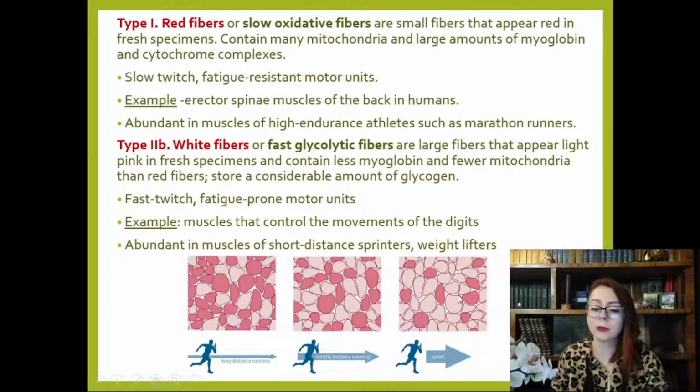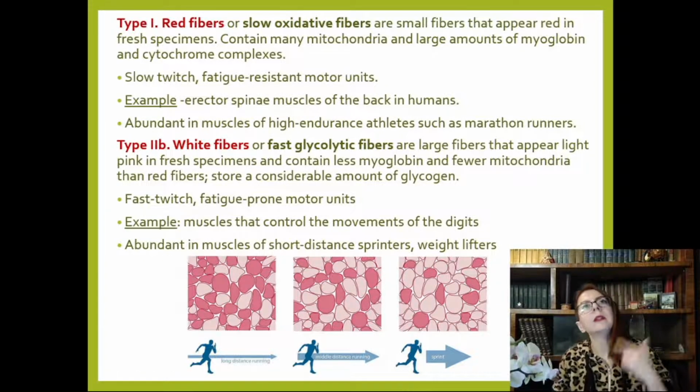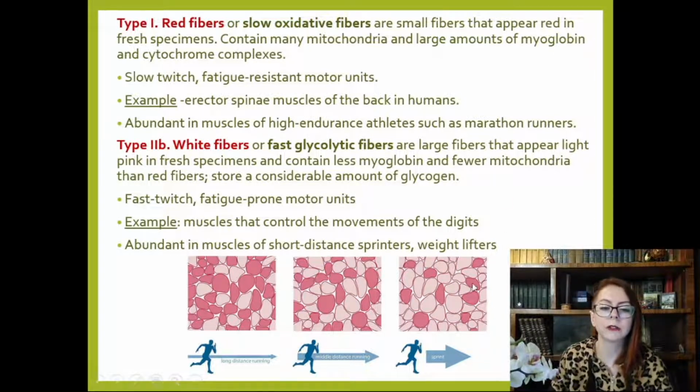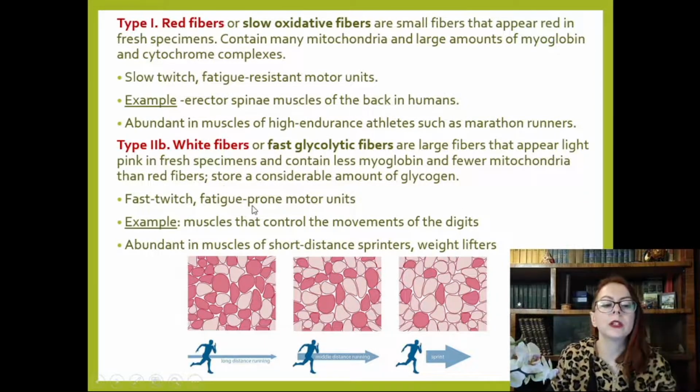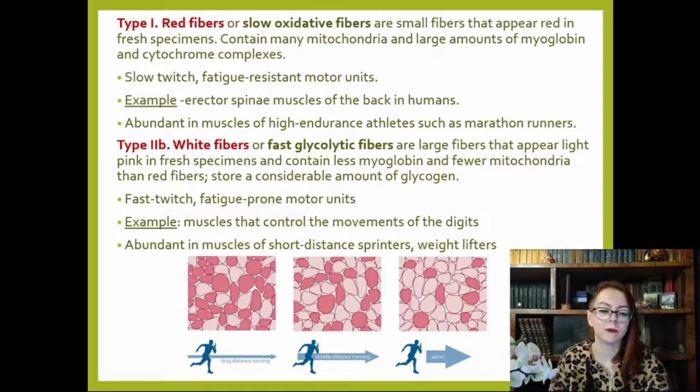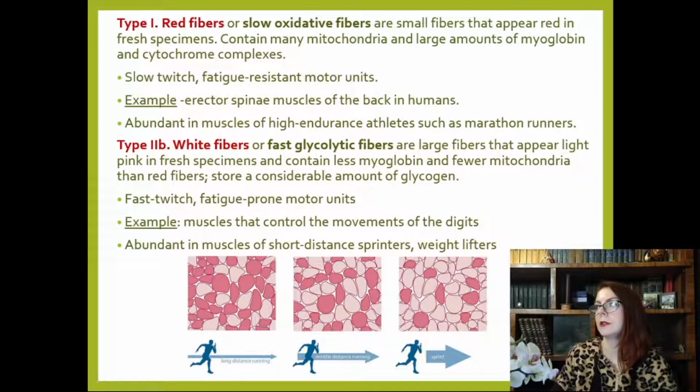So they don't need myoglobin, they don't need oxygen. They do everything without oxygen. They need many glycogen, many glucose molecules. That's why they have internal glycogen storage. And they have fewer mitochondria, less myoglobin, of course. So they are fatigue prone. Of course, they get tired very quickly, but they're very fast. And they are abundant in short distance sprinters, weightlifters, and so on.